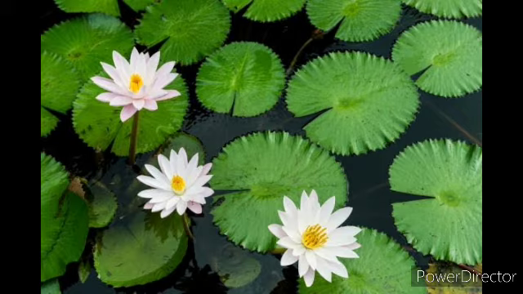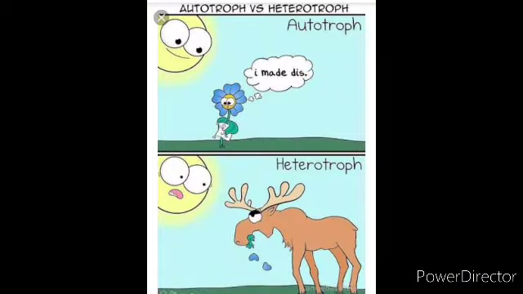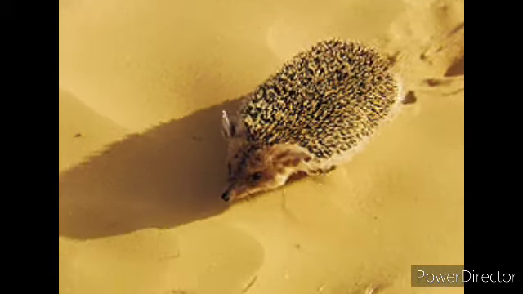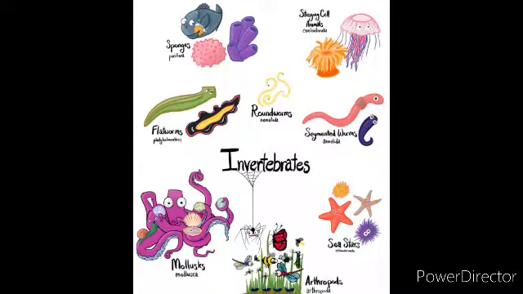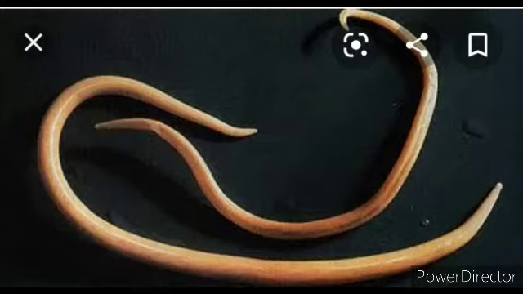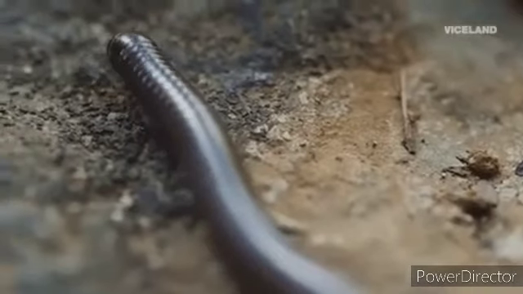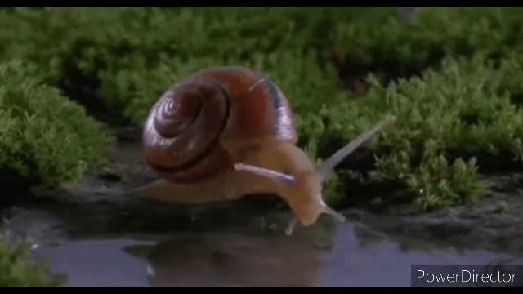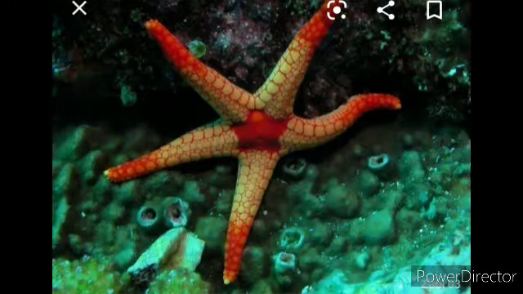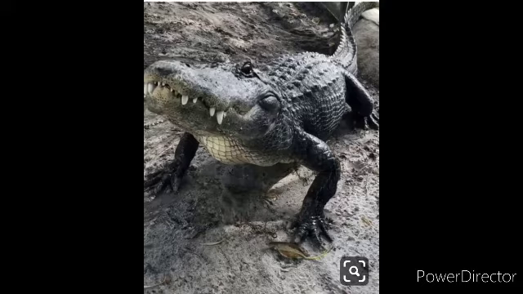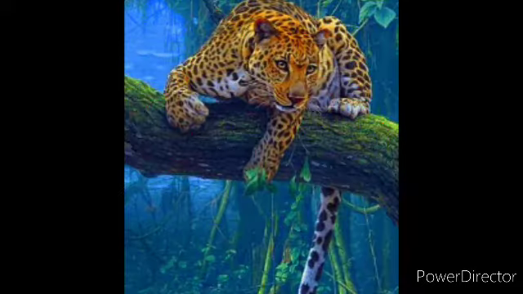The self-nourishing living beings are called autotrophs. Those nourishing on autotrophs are called heterotrophs. The ability of animals to move from one place to another in search of food and shelter is called locomotion. Invertebrates can be classified into porifera, coelenterata, platyhelminthes, nemathelminthes, annelida, arthropoda, molluscans, and echinodermata. The vertebrates can be classified into fishes, amphibia, reptilia, aves, and mammalia.